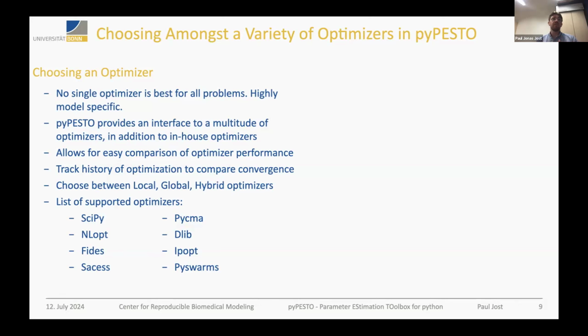This also directly allows for the easy comparison of optimizer performance, and you can additionally track the history because sometimes the optimizers don't allow you to do that, really wanting to check how fast they converge and getting a better view of where we need to strike the balance. You can choose between local, global, and hybrid optimizers. I mentioned those already. Well-known optimizers are probably the SciPy optimizers, all of them, and the NLopt optimizers.